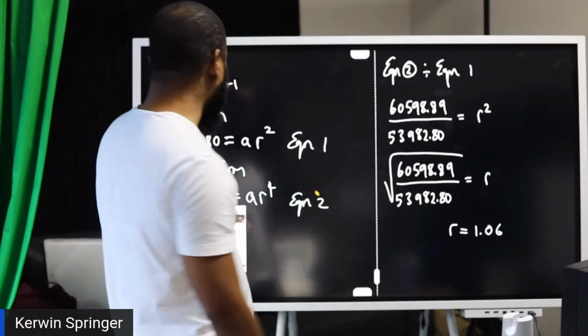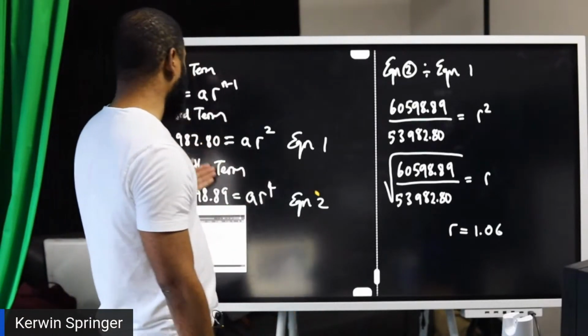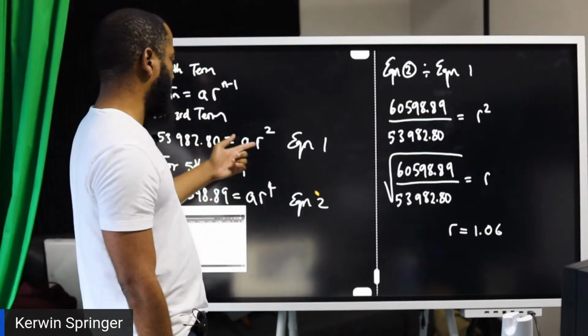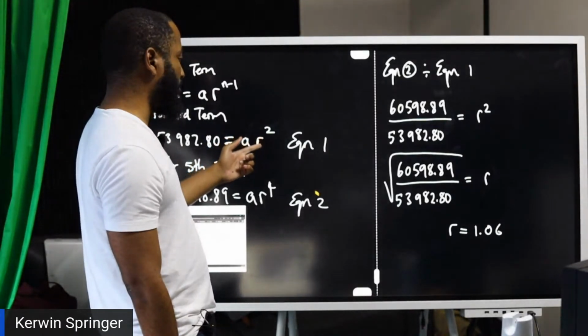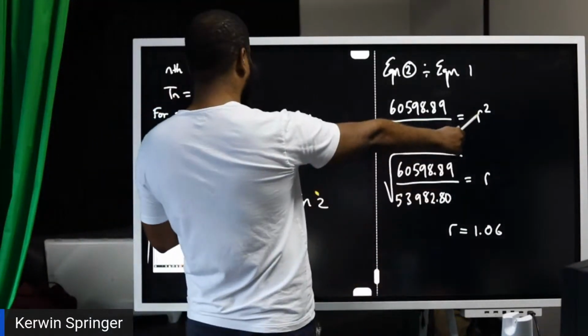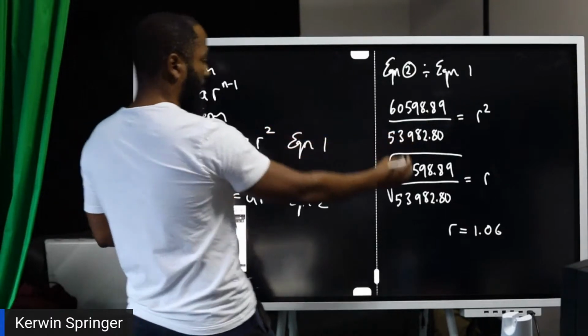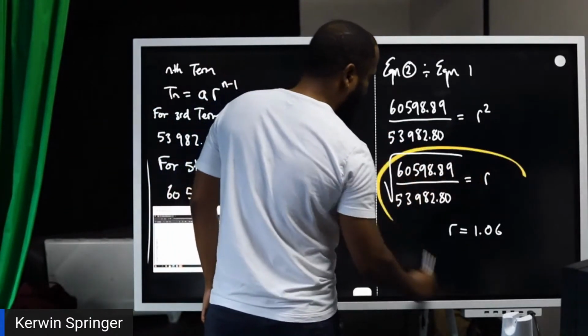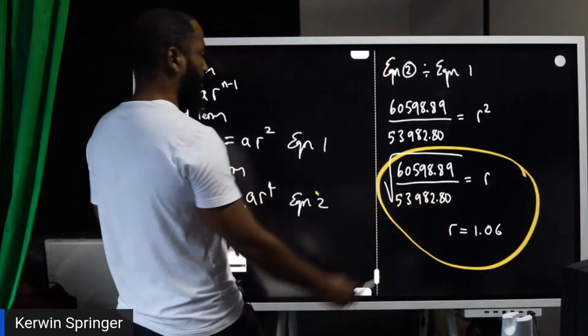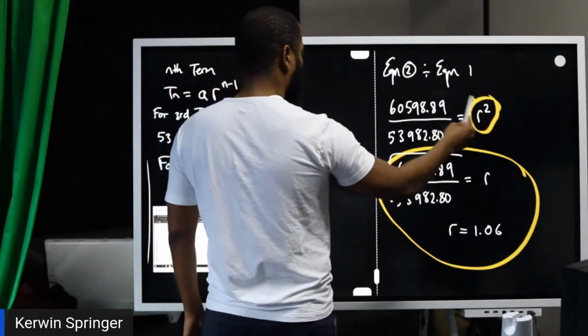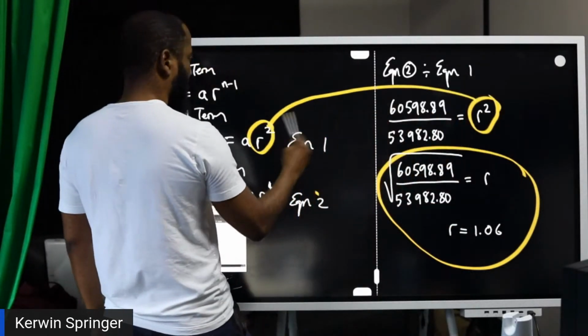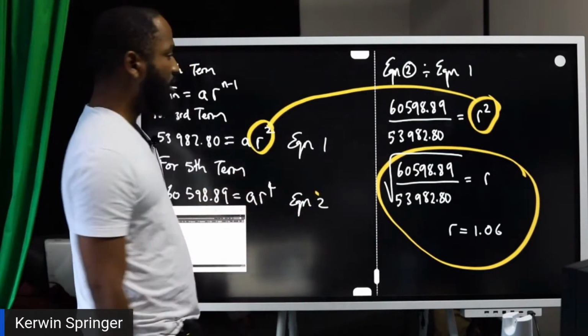And once you get r, you could get a. You could just substitute for r, or you could substitute for r squared. You don't even need to go and get r. This part here wasn't needed. You could substitute for r squared in this equation, meaning just replace it with the numbers that you have there.